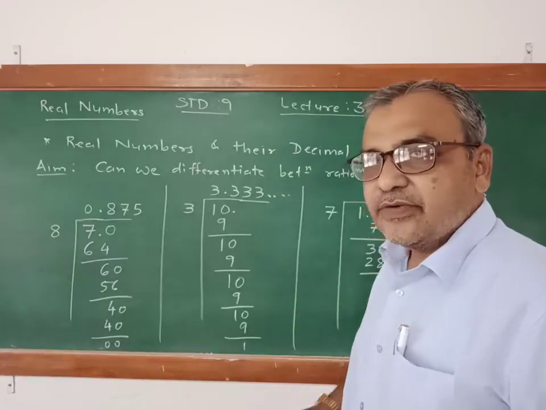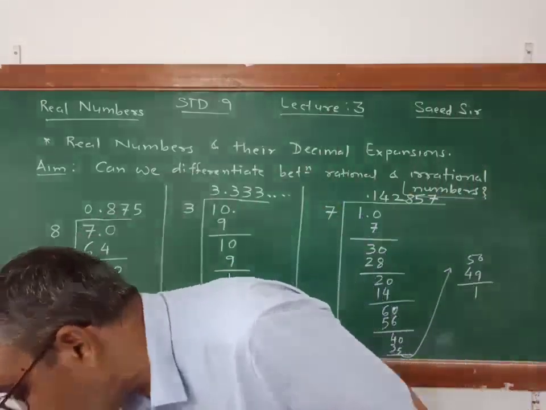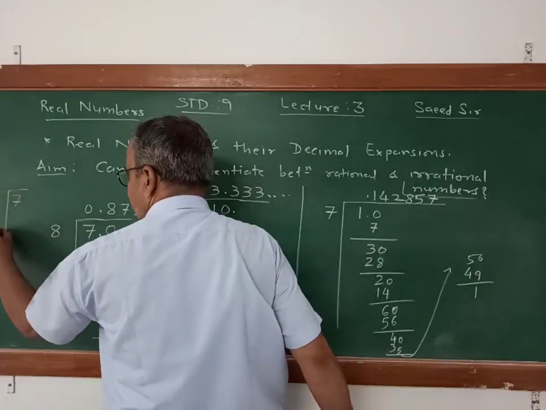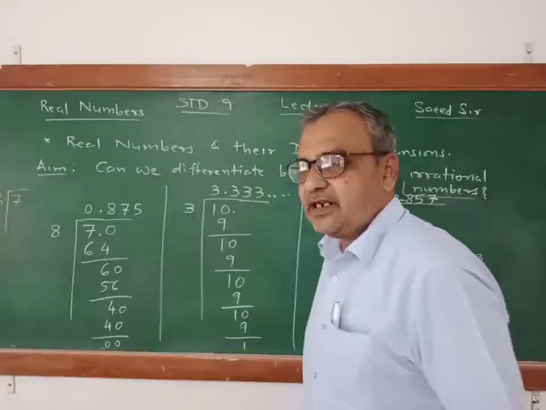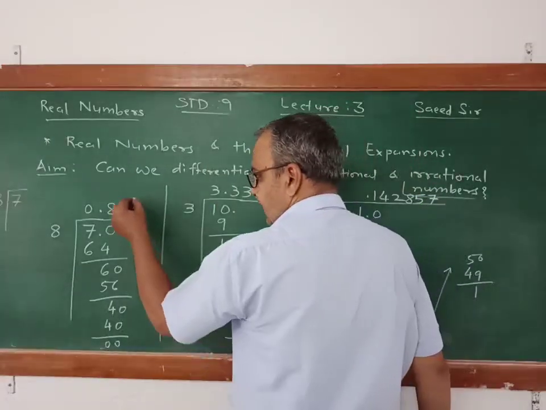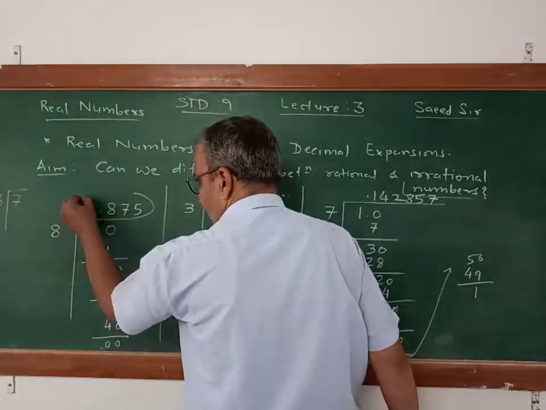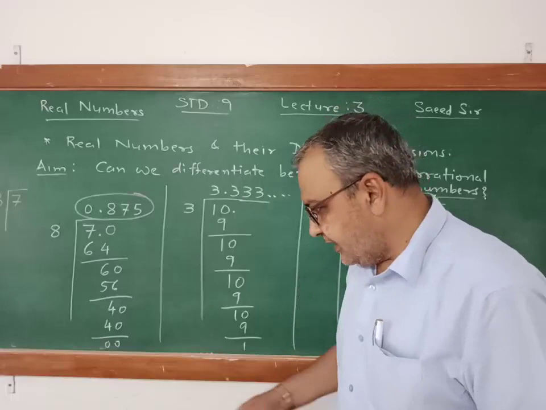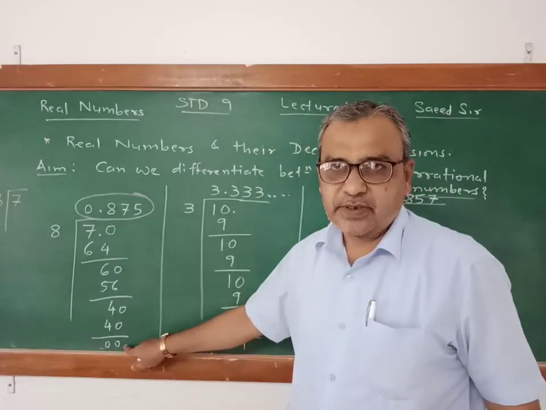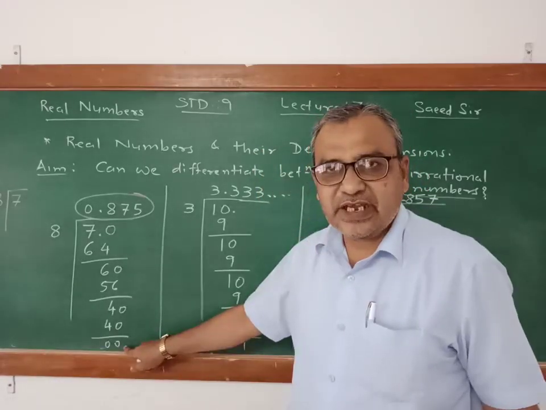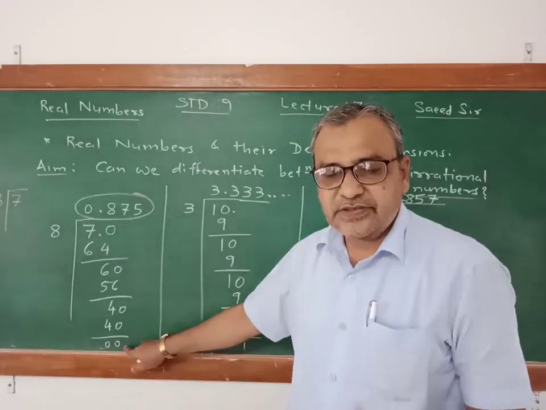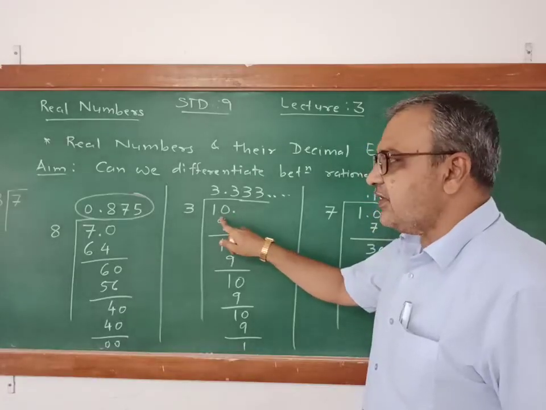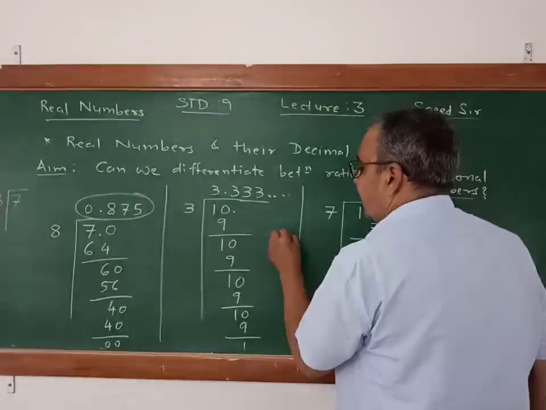Now let us start with the first one: divide 7 by 8. When we divide 7 by 8, this is a simple division and we get 0.875 as a quotient and the remainder will be 0. After 2, 3, 4 steps, the remainder will be 0. This is one type. Now in the second type, this is the division of 10 divided by 3.